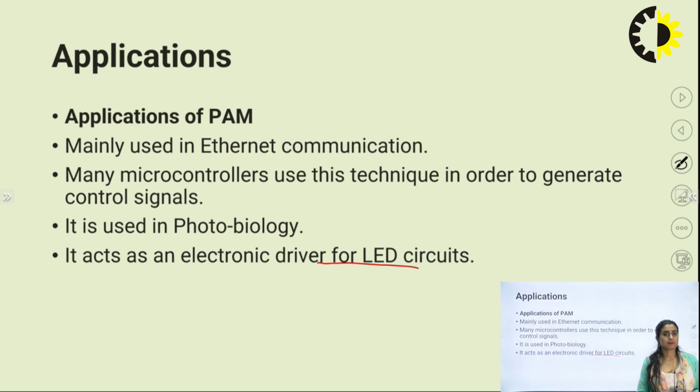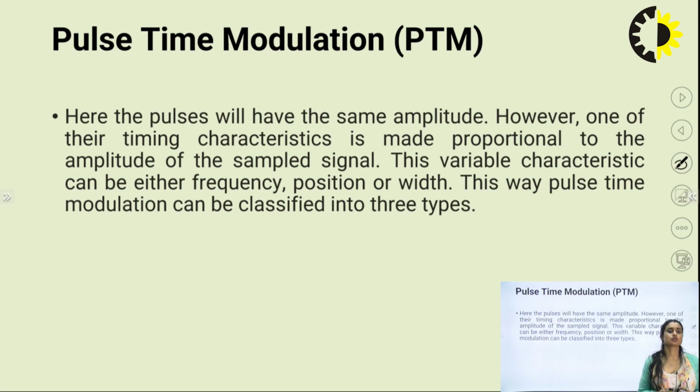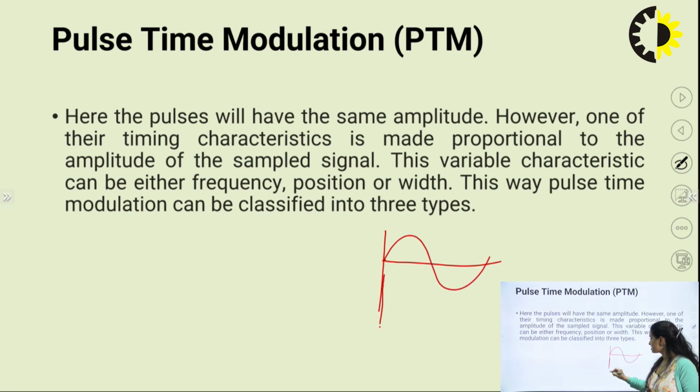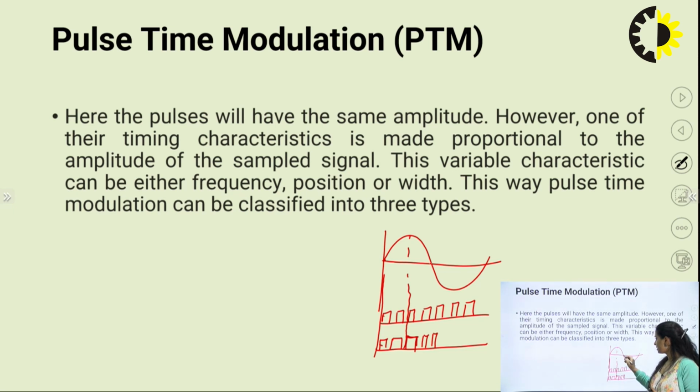Another kind of pulse analog modulation is pulse width modulation, which is also called pulse time modulation, right? Here, as the name suggests, corresponding to this message signal, the width of my pulses will vary. This is my normal carrier, but as the voltage rises, the width will be varying. Like at this peak, my pulse will acquire maximum width, and when it is decreasing, the pulse width will decrease, right?